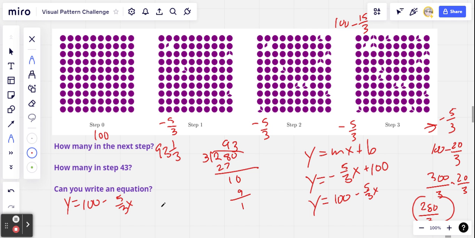So x in this case is 43. So that's 100 minus, now 5 times 43 is 215. Oops, I didn't want equals, I wanted minus 215 thirds. So 5 thirds times 43 is 215 thirds. Now, the 100 is not in thirds, so let's make that 300 over 3 like we did before. And we do the subtraction now, 300 minus 215. Well, that is 85 thirds. And you could leave your answer like that. You could do some long division again. I think if you do that, you'll come out with 28 and 1/3 for how many left in step 43.